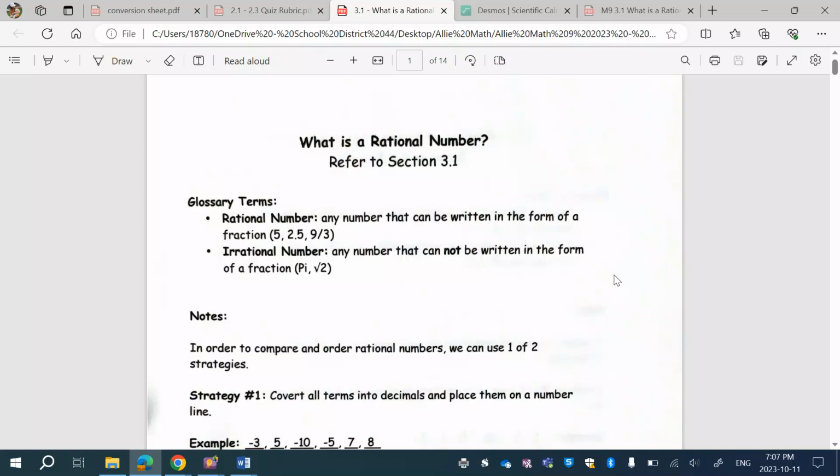Hi, everybody. This is the first lesson in chapter 3, 3.1. What is a rational number?